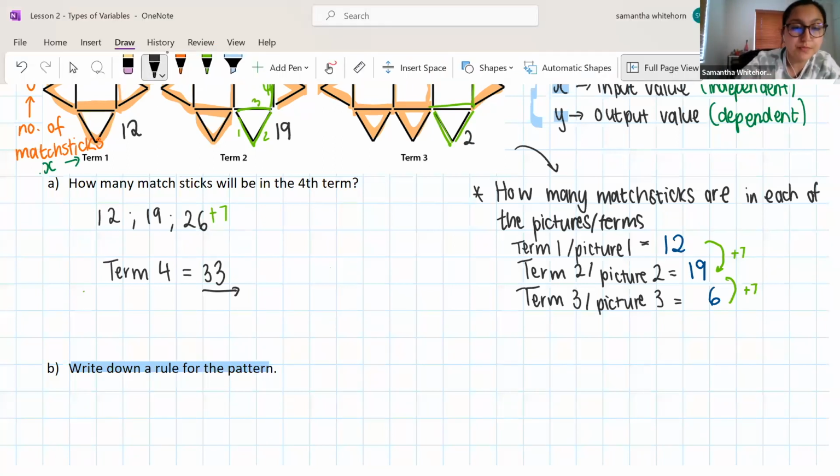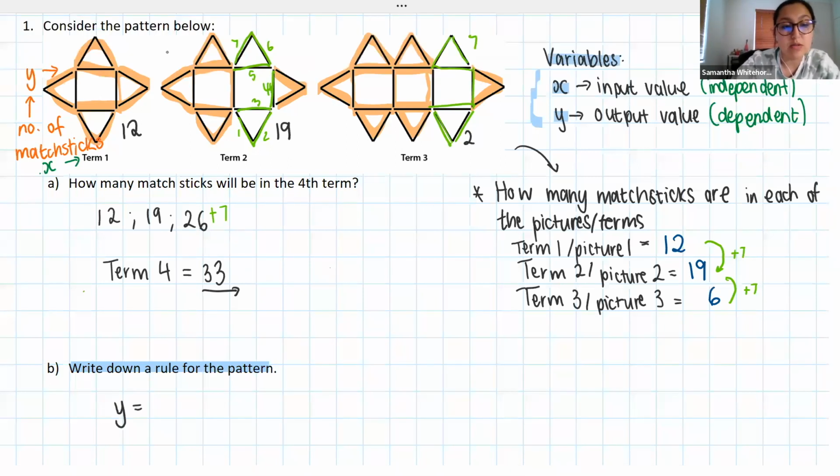Okay, so our rule, remember this is where we are now using an algebraic equation. So it should be y equals, so our output value is found by doing something to x. So we need to now have an expression that has x in it that tells us what we're doing to x in order to get y. Now, lots of different ways you can visualize this, but we know that our x values and our y values represent 2 different bits of information in this pattern.